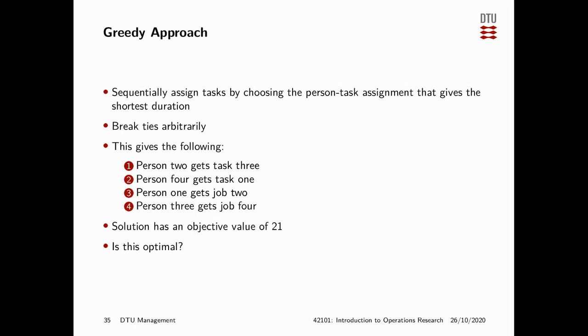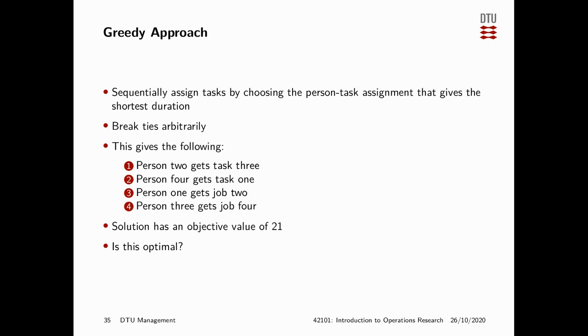So I skip most of the details of this greedy heuristic, but I just give you the solution here. So in the solution, you see person 2 gets task 3, person 4 gets task 1, person 1 gets task 2, person 3 gets task 4. So this solution has an objective value of 21 hours. And we would like to know, is this optimal?